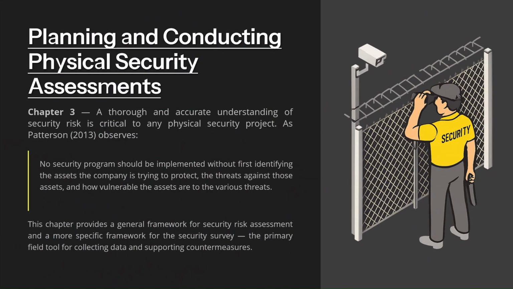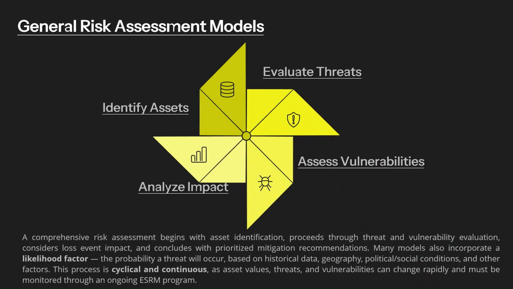Chapter 3 focuses on building a clear understanding of security risk as it applies to physical security projects. No security program should be implemented without first identifying the assets being protected, the threats they face, and how vulnerable those assets are. This chapter provides a structured framework for conducting security risk assessments, which form the foundation for designing and implementing effective countermeasures. A comprehensive risk assessment follows a logical sequence.